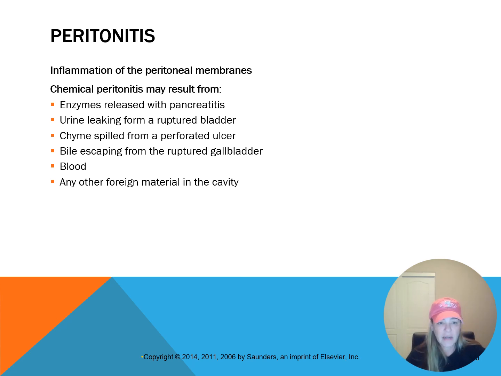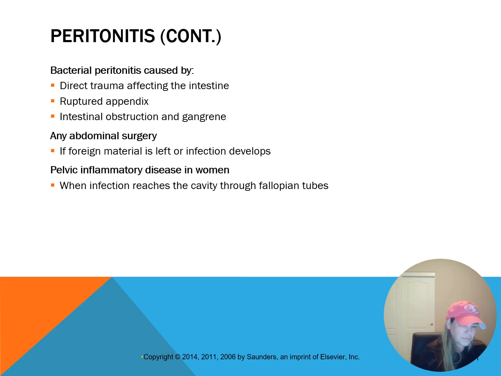Peritonitis, again, is inflammation of the peritoneal membranes. Causes include enzymes released by pancreatitis, urine leaking from a ruptured bladder, chyme spilled from a perforated ulcer, bile escaping a ruptured gallbladder, and it can be caused by blood or any other foreign material in the cavity. So peritonitis is usually a secondary complication of a primary disease, so keep that in mind.